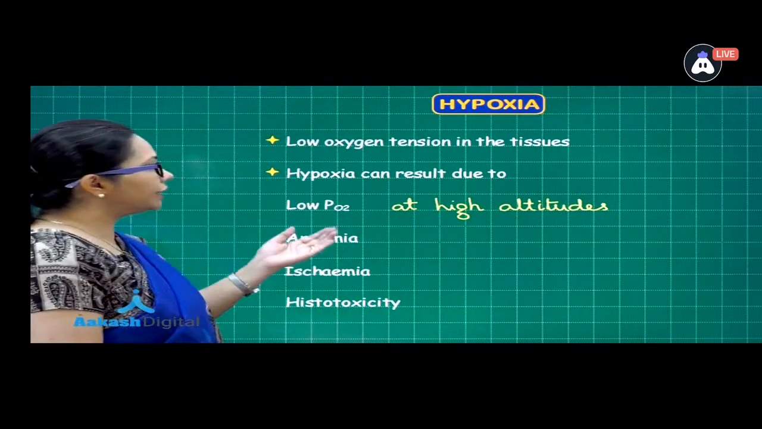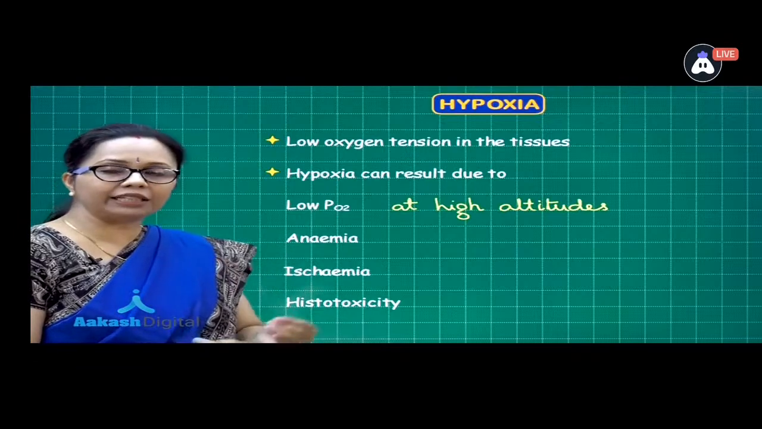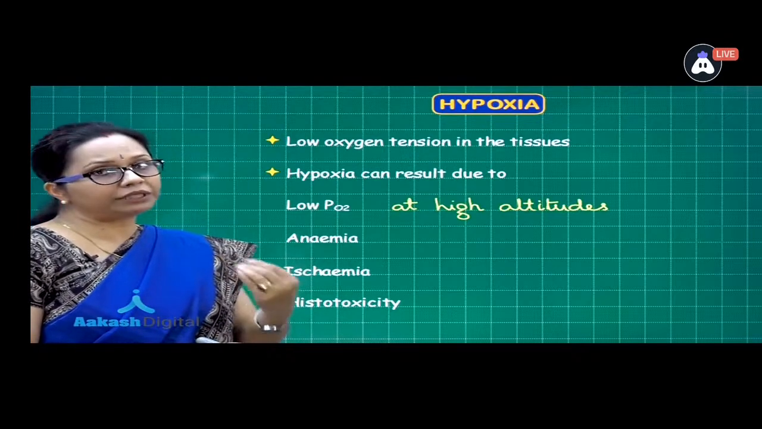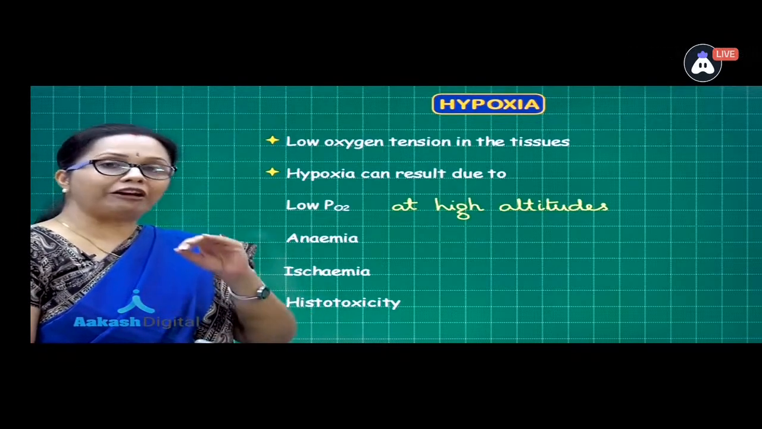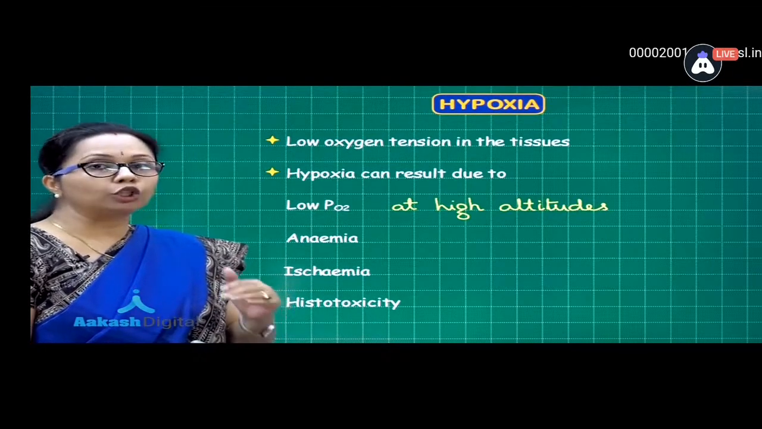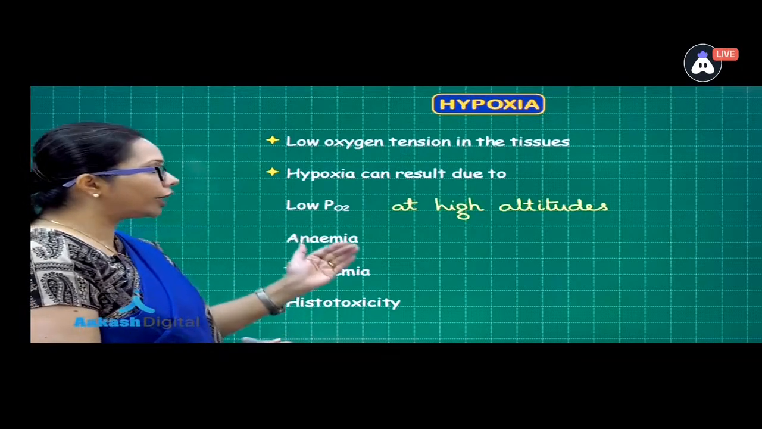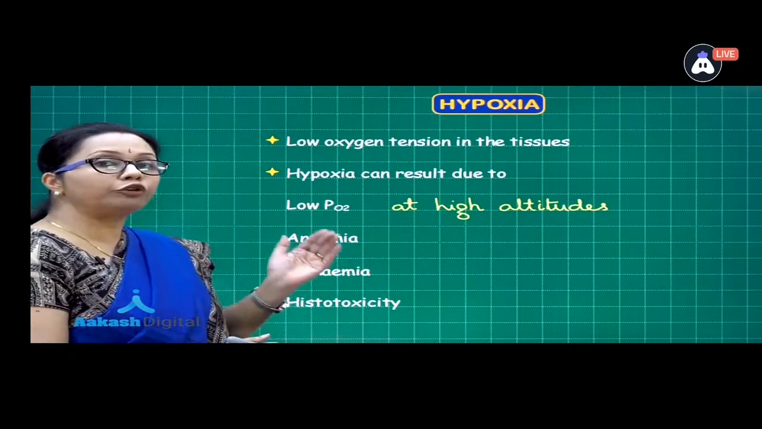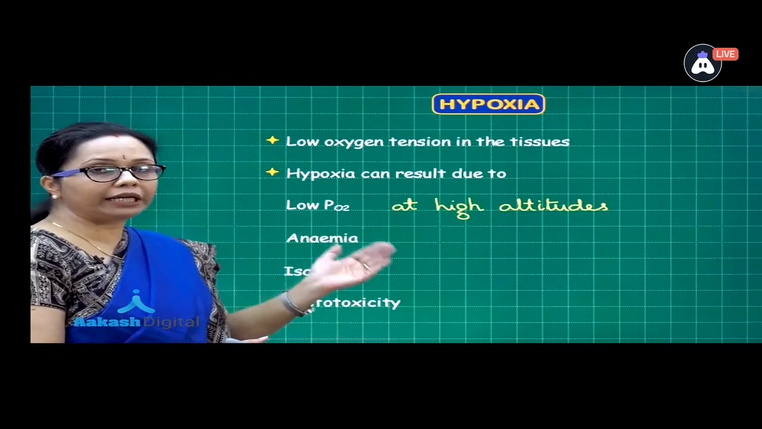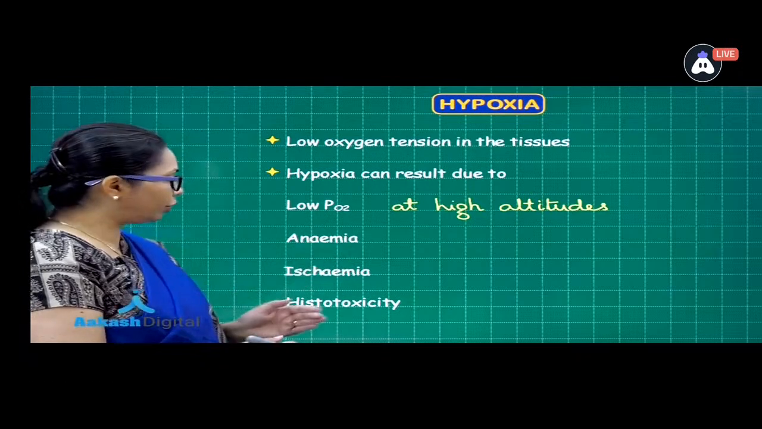Then another condition is anemia. Now anemia is either the number of RBCs are lesser, or maybe the RBC number is normal, but every RBC has less hemoglobin than it should contain. So either a low number of RBCs or low hemoglobin. So again oxygen carrying capacity would be less and tissues would be getting less amount of oxygen. So that's what is anemic hypoxia.